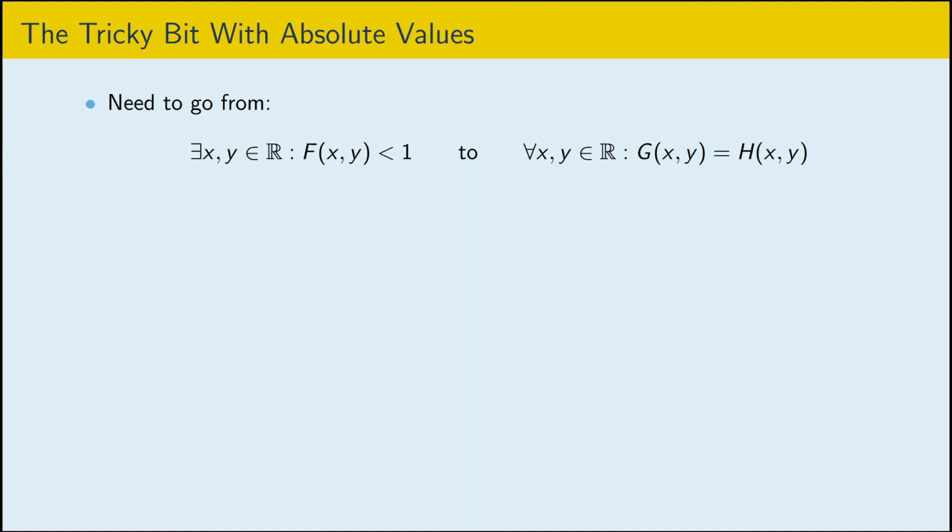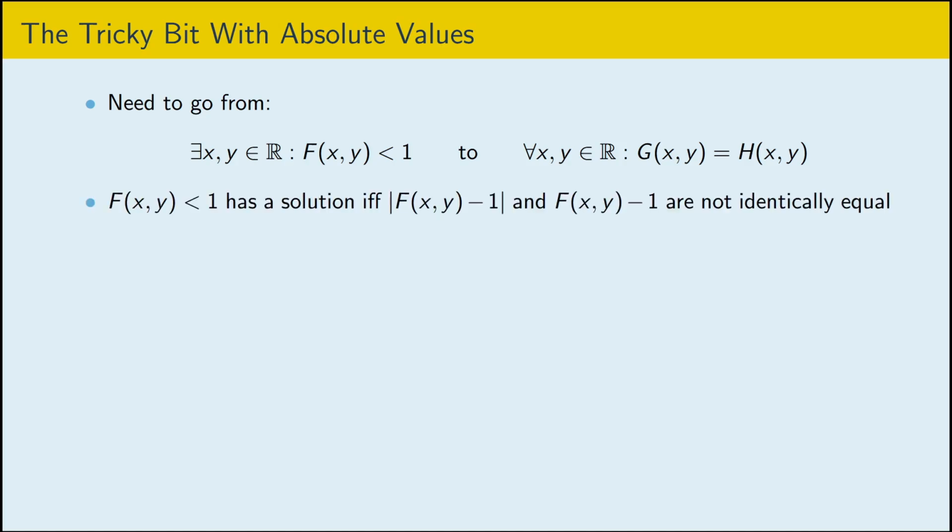So we're going to have to negate somewhere. Instead of talking about there being an example, talking about there not being a counterexample. We also need to switch from talking about inequalities to talking about equalities. So here's where we do the tricky thing with absolute values.